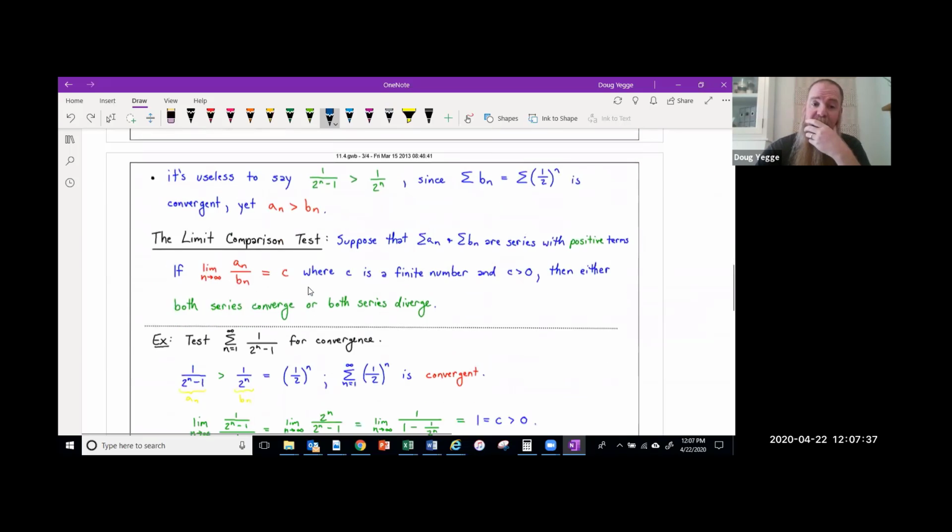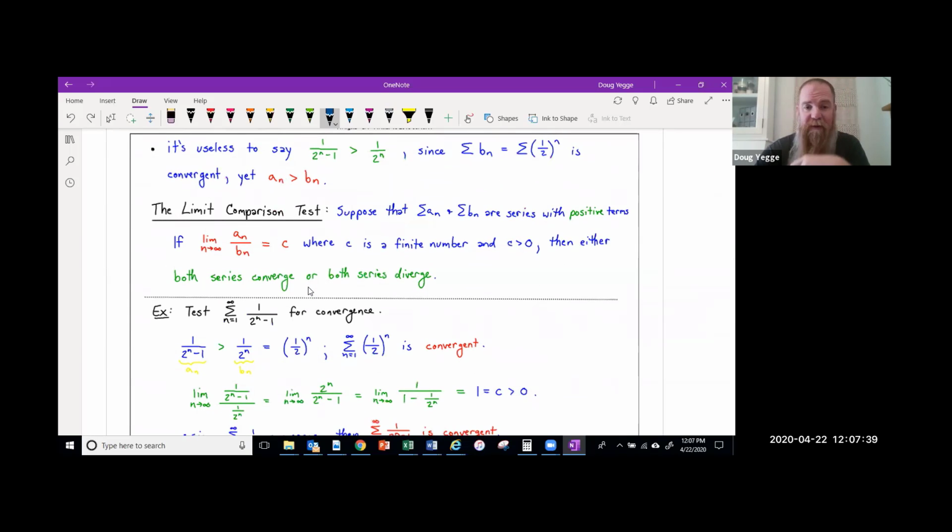Now, there's certain times, though, that the direct comparison test won't work. That's like if you come up with a situation like this. Let's say that you see 1 over 2 to the n minus 1, and you decide, I'm going to compare that to 1 over 2 to the n. Which one of these is bigger?